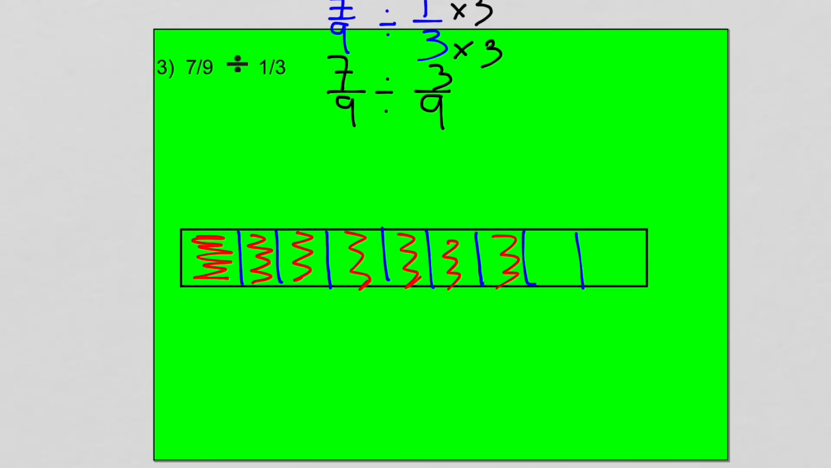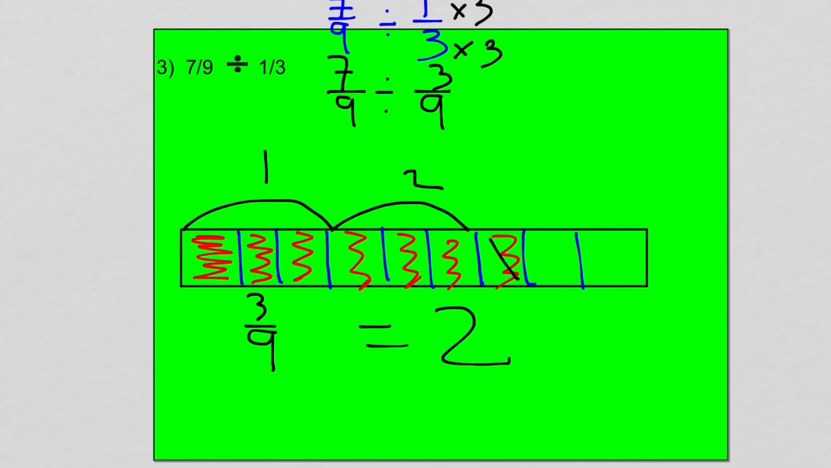Okay, and now you want to figure out how many 3/9 are in 7/9. So that amount represents 3/9. Well, I will count 1. I will count 2. You can't make another group of 3 9s. So the answer, you get 2 whole groups.